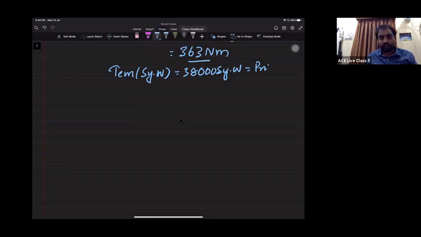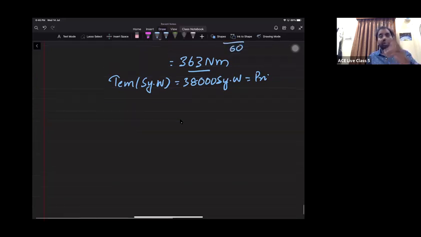If anyone asks whether it is possible to represent torque in synchronous watts, yes. Tomorrow in an interview, if the question is asked whether synchronous watts are units of power or torque, they are units of torque. You have to explain the difference. So this is something about your torque in synchronous watts.